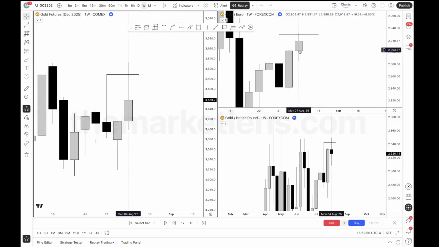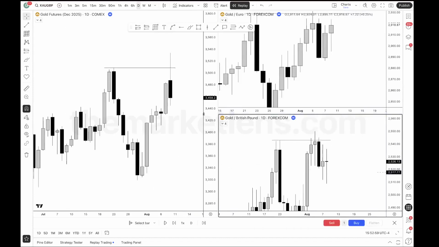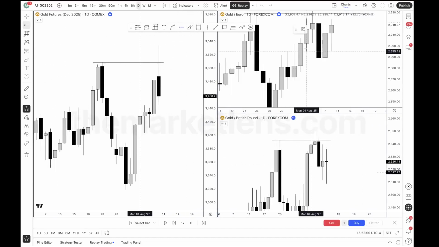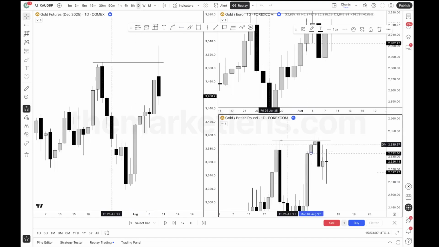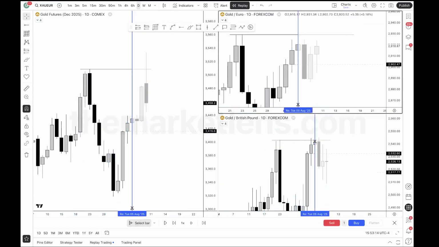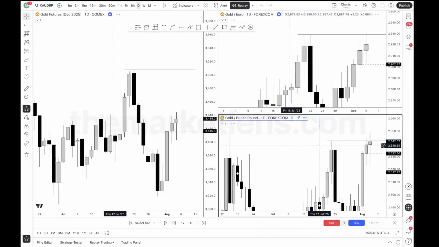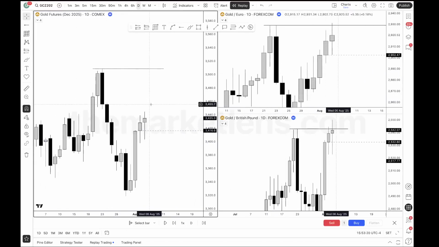Look how close it is on Euro and GBP. So let's mark out the opening price on all the candles. Here's the weekly open. Here's the weekly open. And here's the weekly open over here. So as soon as we hit this high, look where gold is in the range. It's super low, right? So there's only one of two things that can happen at this point.